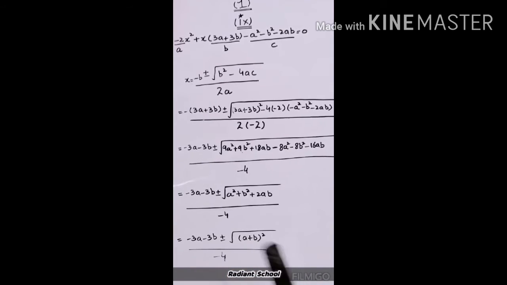Okay students, now a square plus b square plus 2ab will be left here, and it is the formula of a plus b whole square. So instead of that we will write a plus b whole square. The square and square root will be cancelled, and we are having minus 3a minus 3b plus minus a plus b over minus 4. Now we will write once with plus and once with minus.